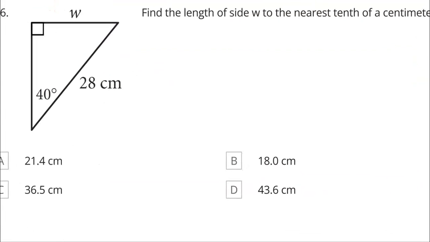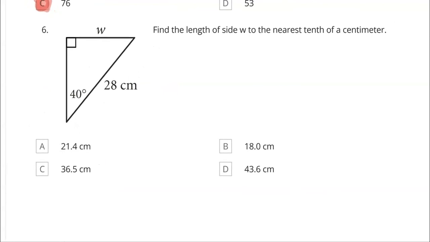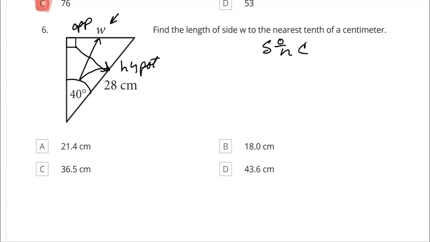Okay, moving on to 6. Find the length of side W to the nearest tenth of a centimeter. So you need to find W, which is right here. Here's the angle that you've been given. That is the opposite. And next to it and across from the right angle is the hypotenuse. So SOHCAHTOA tells me opposite and hypotenuse, I'm going to use sine.